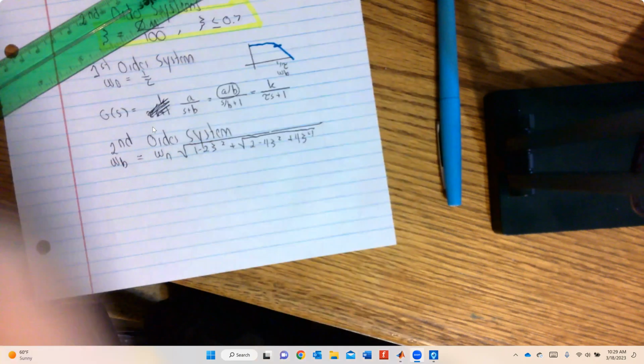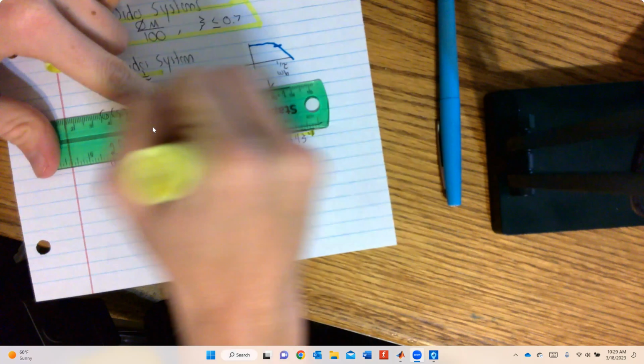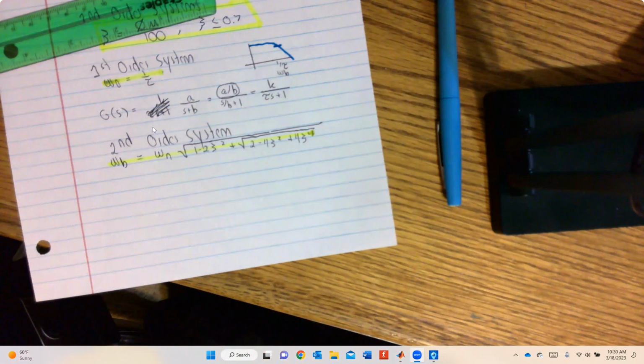So that's your bandwidth of a second order system. And that's what we're basically going to see within our designs: the bandwidth of a first order system is 1 over tau, and the bandwidth of a second order system is given by that equation. Your bandwidth frequency is where you hit that negative 3 dB point. Now that we've determined that, we're going to look at sensitivity.